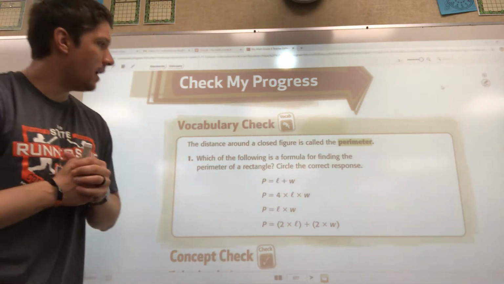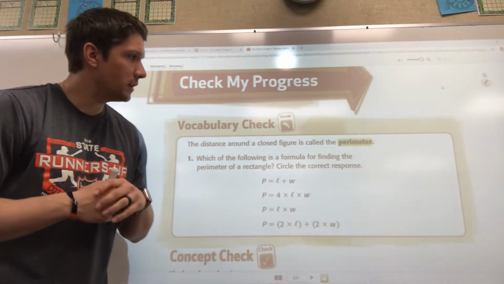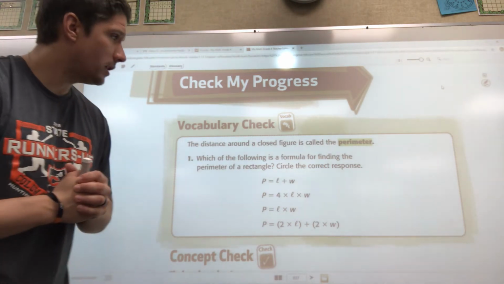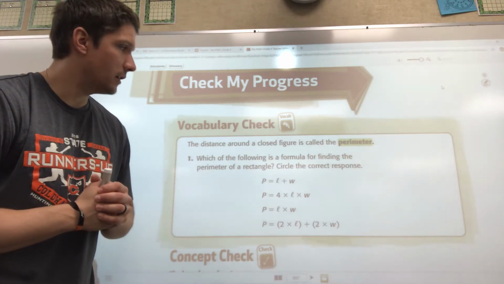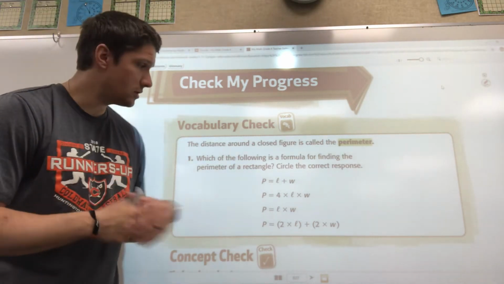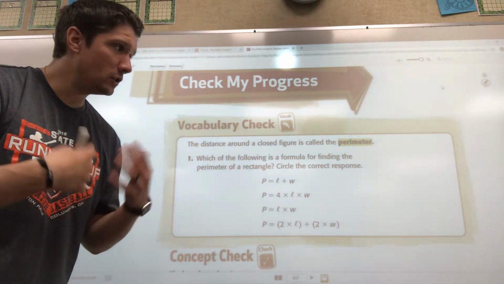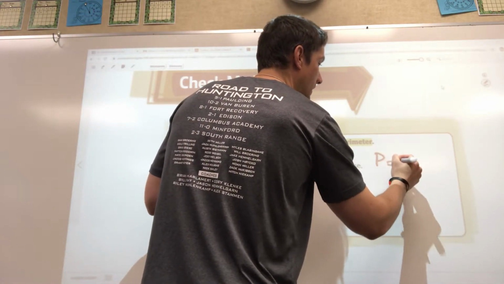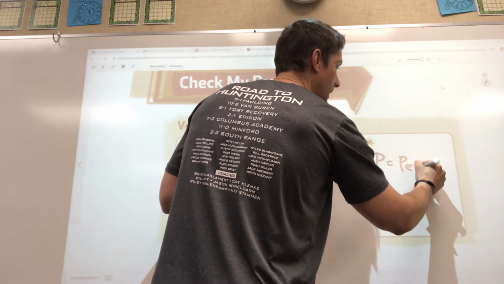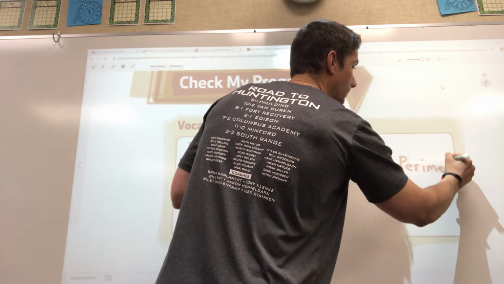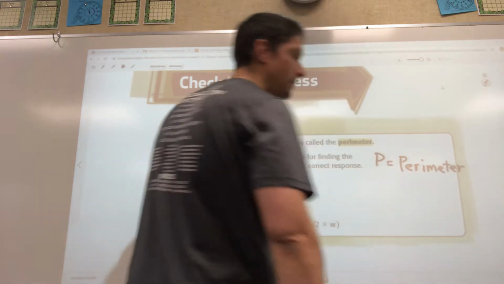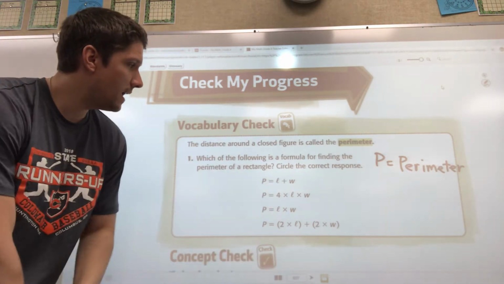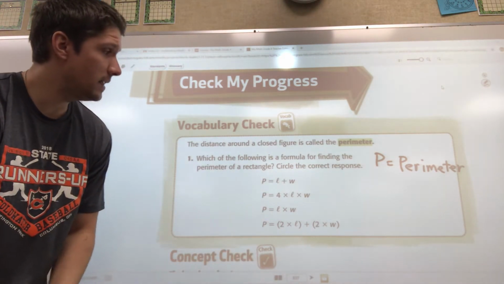So number one, it says the distance around a closed figure is called the perimeter. That's what we've been working on the past 2 days. Which of the following is a formula for finding the perimeter of a rectangle? Circle the correct response. Okay, so there's a couple symbols here that you might not be familiar with, okay? We've got a large P, and that stands for, as some of you probably already guessed, perimeter. Now the next two might be a little more unfamiliar. We've got a cursive L, and then we have a W.